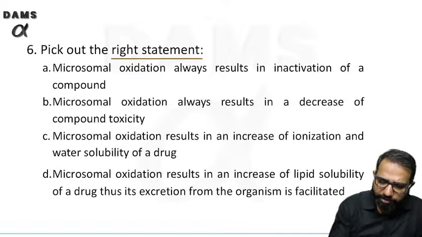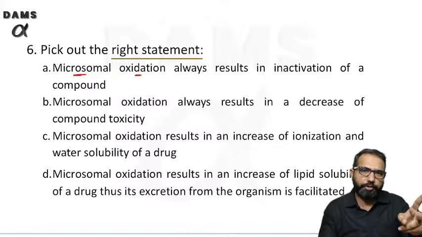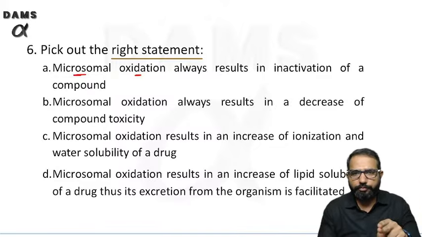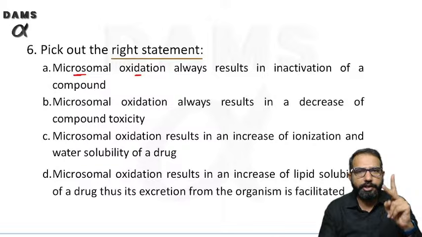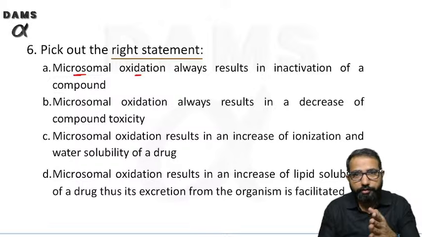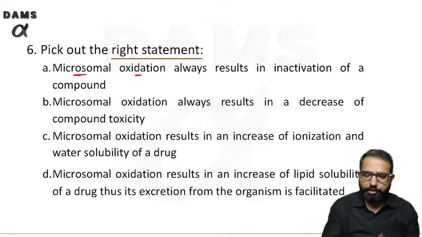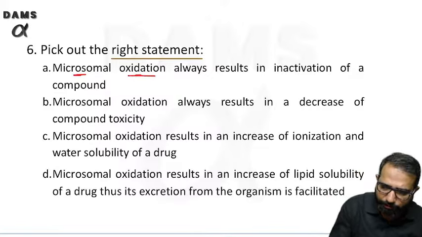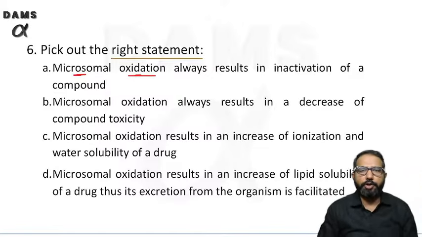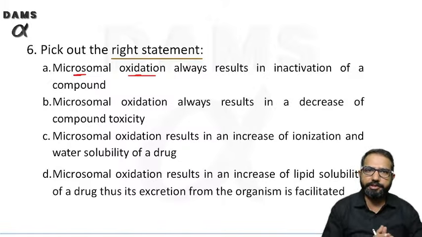Microsomal oxidation. So basically it is the metabolic process. In metabolic process we have the two, phase 1, phase 2, right? In phase 1 we have the catabolic reactions. In phase 2 we have the conjugation reactions. So first catabolic, then conjugation. What is this oxidation? Oxidation is phase 1 reaction.